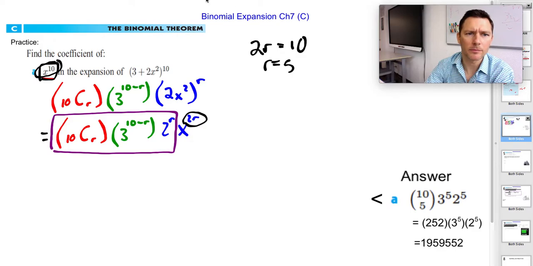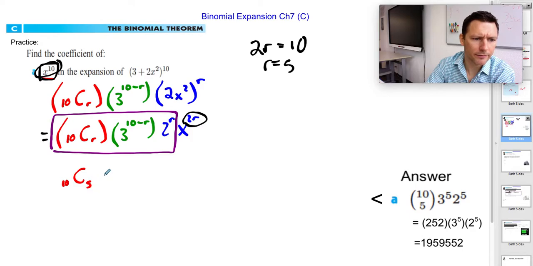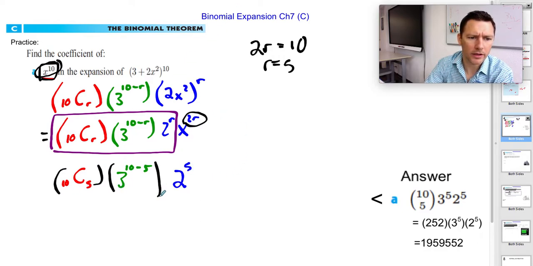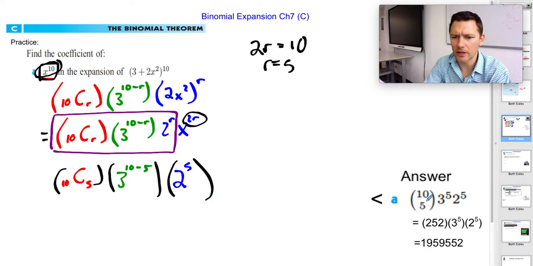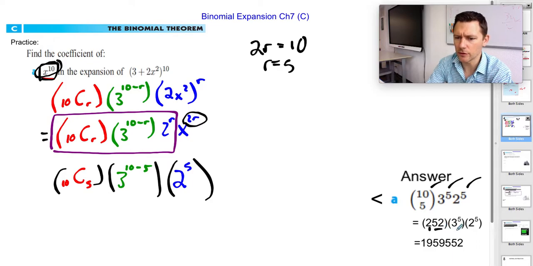So this becomes 10 choose 5 times 3 to the 10 minus 5 times 2 to the r, which is 5. And we run those through our calculator. You should get 252 and that, which turns into that.